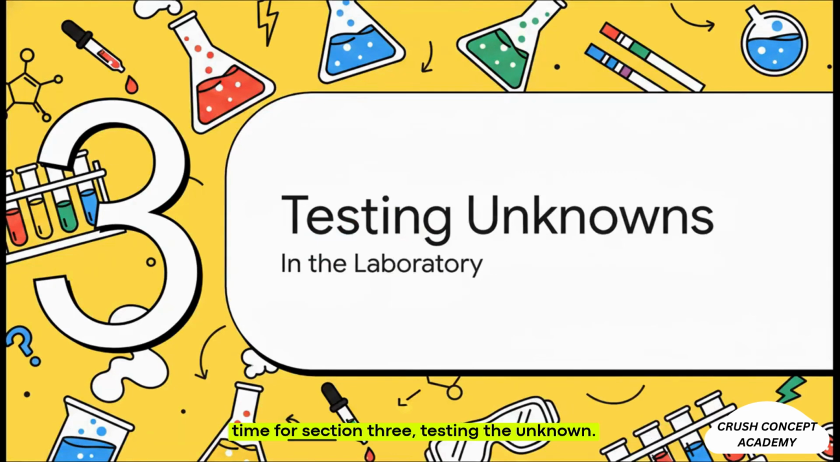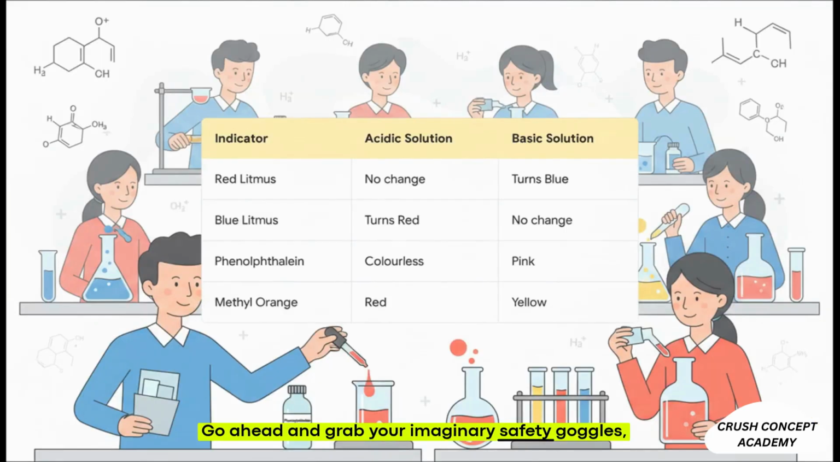All right, time for Section 3, testing the unknown. Go ahead and grab your imaginary safety goggles, because we're heading straight into the laboratory. How do we safely categorize liquids when we absolutely can't taste or smell them? Well, to get really precise visual clues, we use synthetic indicators. Let's say you have a totally unknown liquid.